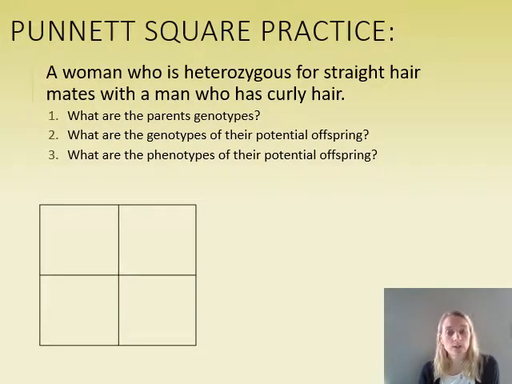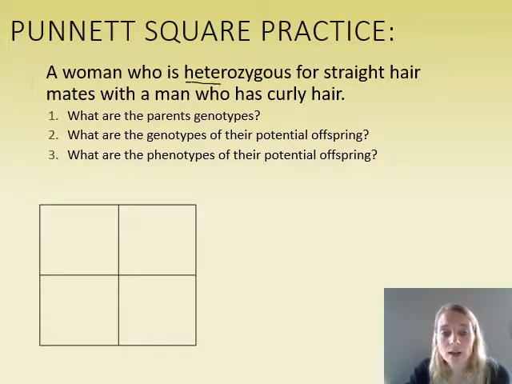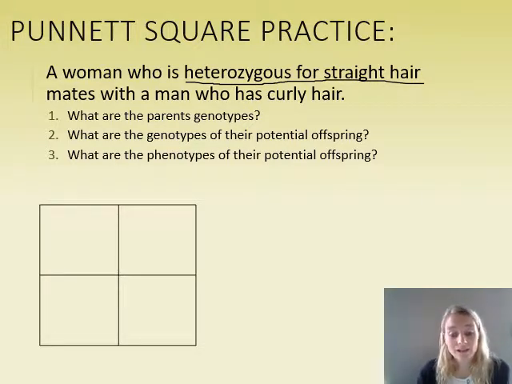Okay, so let's go through this. Here would be a question: a woman who is heterozygous for straight hair mates with a man who has curly hair. Okay, that's the information of the question. Then here are the questions. What are the parents' genotypes? So you go back to the question and say, okay, here's my clue: heterozygous for straight hair. Then we can go back to the last slide, right?